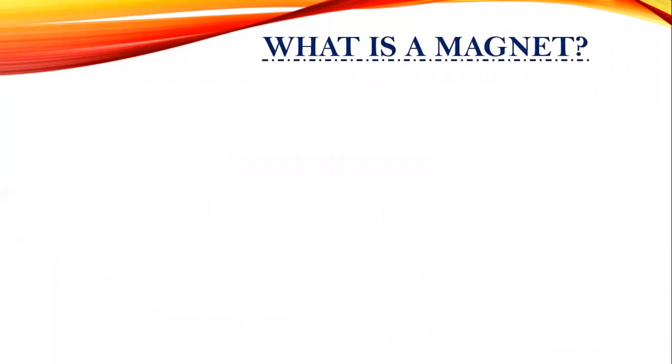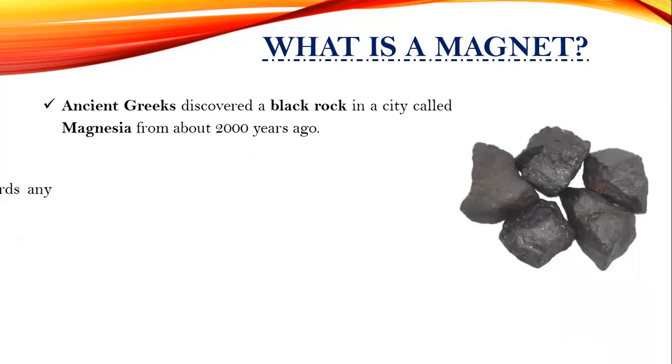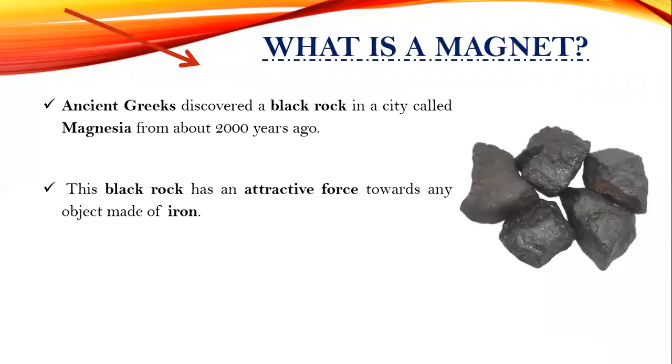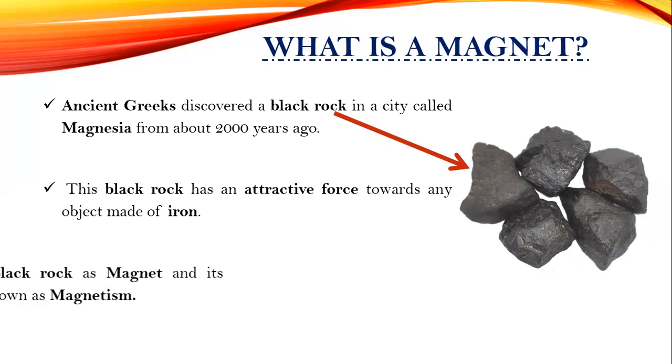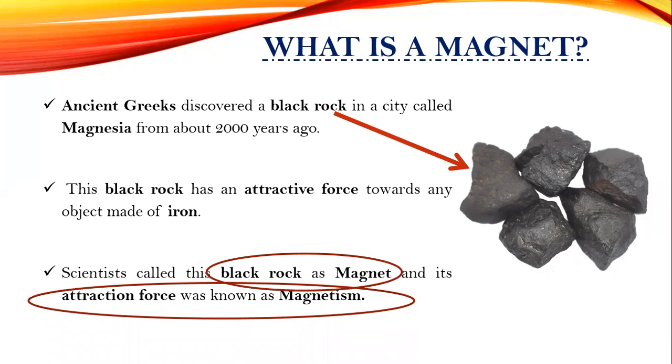What is a magnet? Since a long time ago, ancient Greeks discovered a black rock in a city called Magnesia. This black rock has an attractive force toward any object made of iron. So the scientists called this black rock a magnet, and its attraction force was known as magnetism.